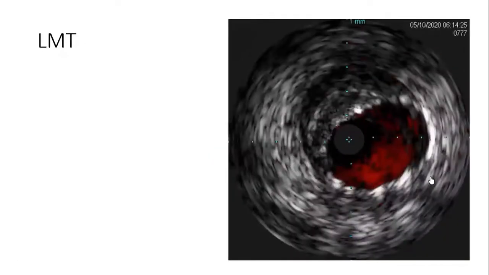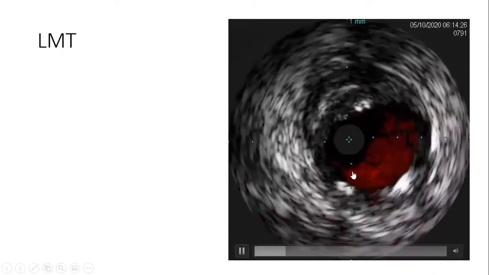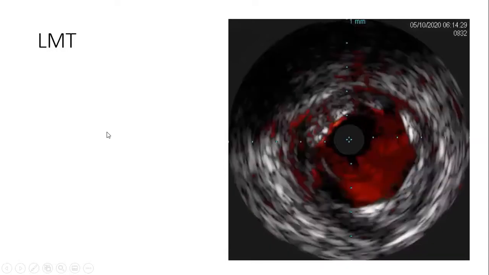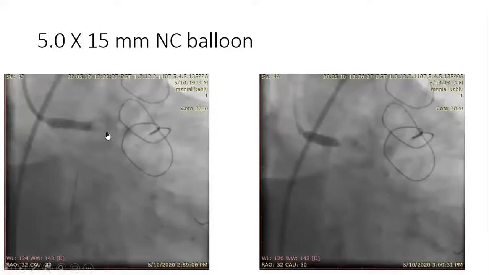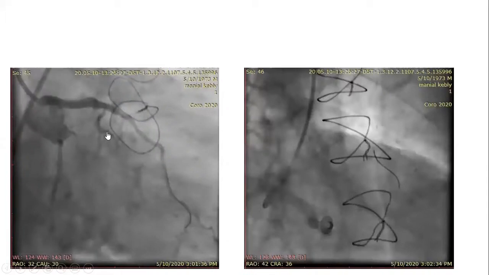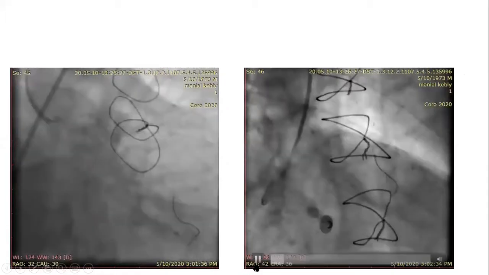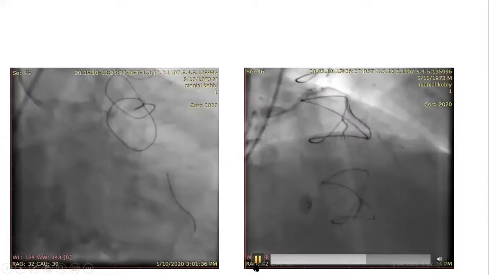And the left main also needs a further post dilatation. So we used a 5.0 by 15 millimeter NC balloon and inflated it at high pressure at the proximal LAD and the left main. And this was our final images after the 5.0 by 15 millimeter NC balloon.